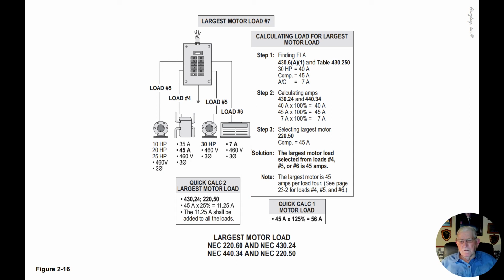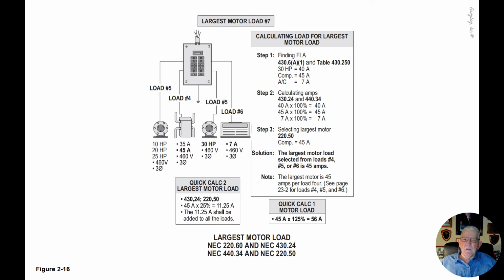This illustration deals with the largest motor load, in accordance with NEC 220.60 and NEC 430.24. Also review NEC 440.34 and NEC 220.50. Now these sections deal with compressor and motor loads and give you the information needed so you know how to make these calculations. Now notice the motors you see in the illustration, the compressor and the AC unit.